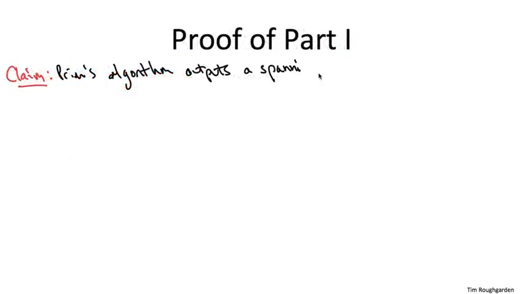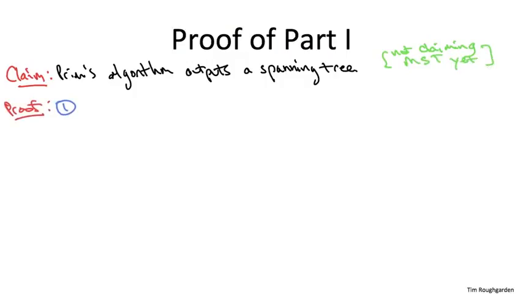So now we've got all of our ducks lined up in a row, and we're ready to prove the first part of the correctness of Prim. That is, we're ready to argue that Prim's algorithm, given a connected graph, outputs a spanning tree. Again, for the moment, we're making no claims about optimality. That'll be in the next video. So we're going to make this argument in 3 steps.